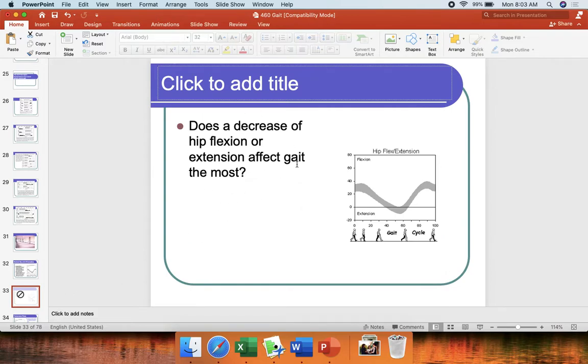I wanted to just show you this slide. This is a Dr. Johnson question, but I think it actually is a pertinent question. So based on this graph, would a decrease in hip flexion or extension affect gait the most? I want you to look at this graph. I want you to think about your ranges of motion that you think we have at the hip. We have about 60 degrees of hip extension. We have a lot of hip flexion. So I want you to just think really quickly, if we lost hip flexion or hip extension, which would be the most pertinent and which one can we lose more of?